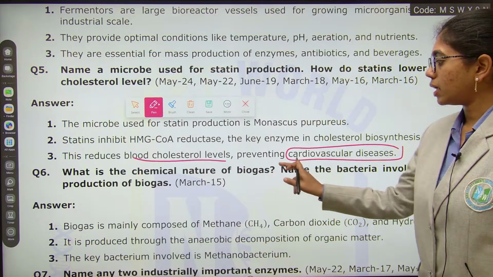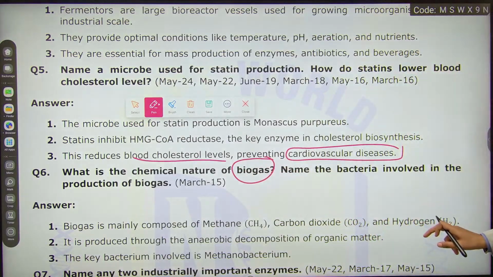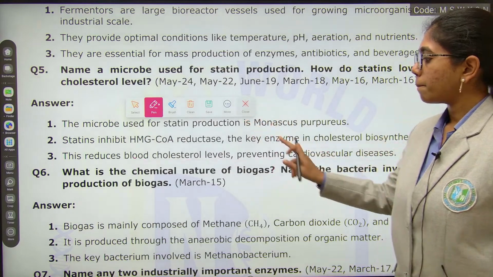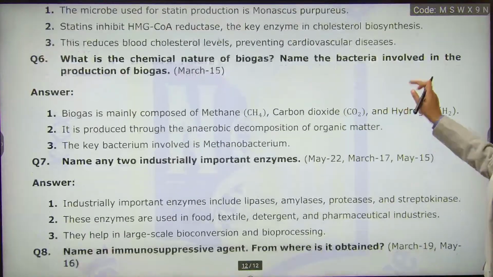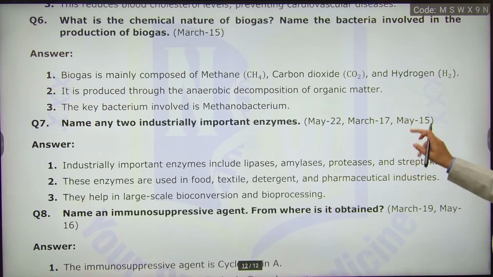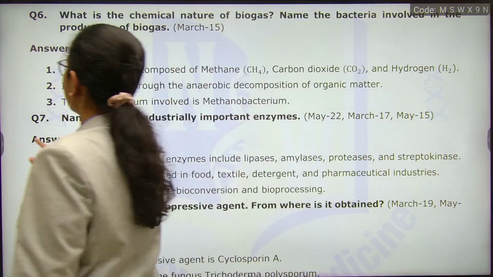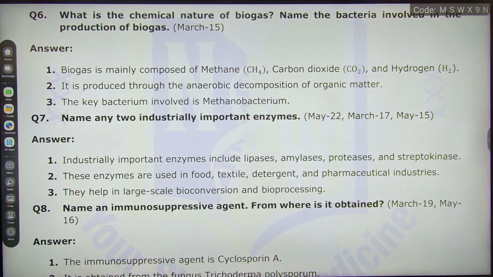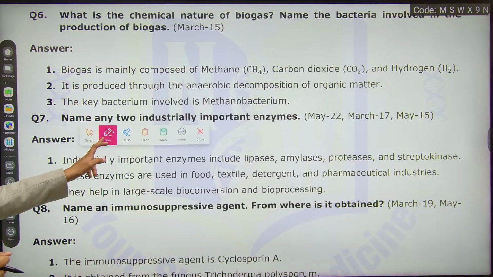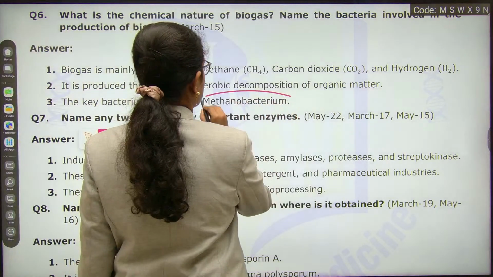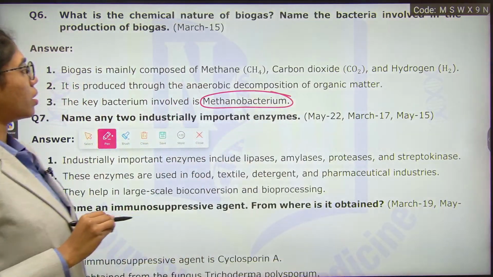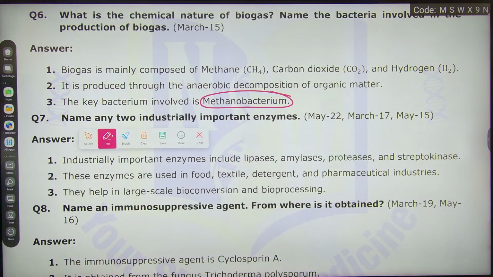What is the chemical nature of biogas? Name the bacteria involved in the production of biogas. Biogas is mainly composed of methane, carbon dioxide and hydrogen. It is produced through anaerobic decomposition of organic matter and the key bacterium involved is Methanobacterium. This is the key bacterium involved in the production.